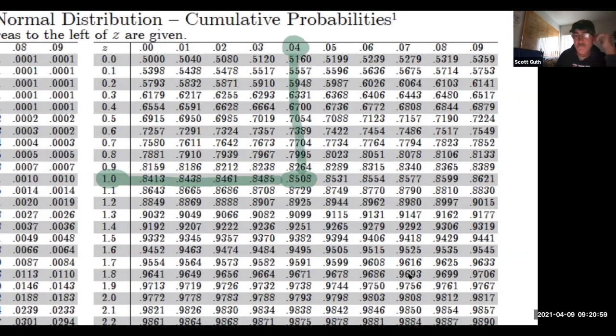1.04. So she's 1.04 standard deviations above the mean. Is there any question about that? And then from there, we can give it a height.